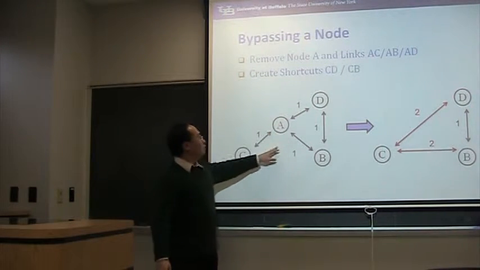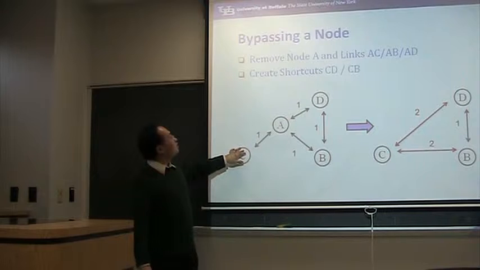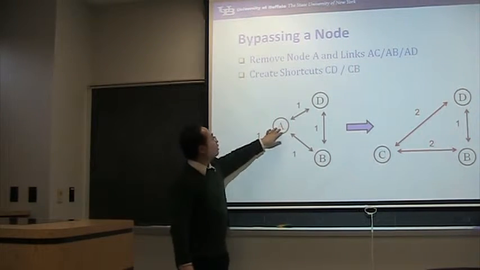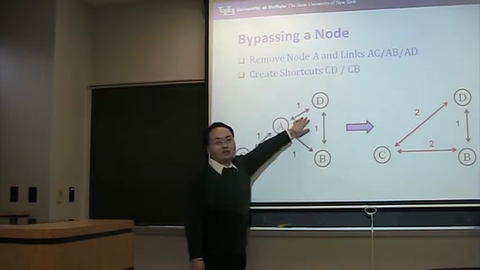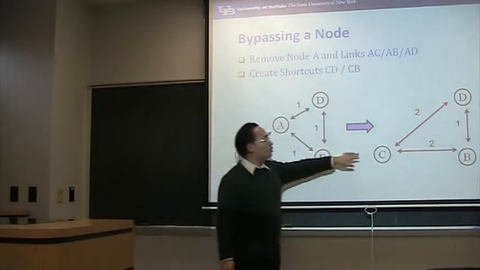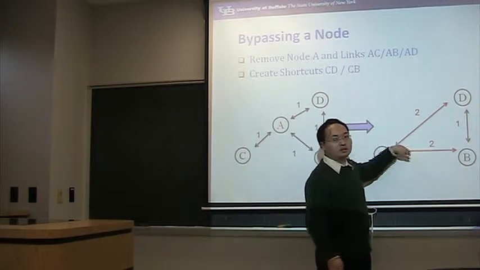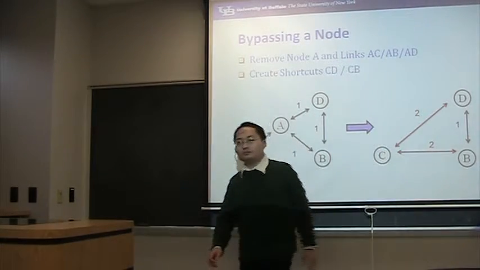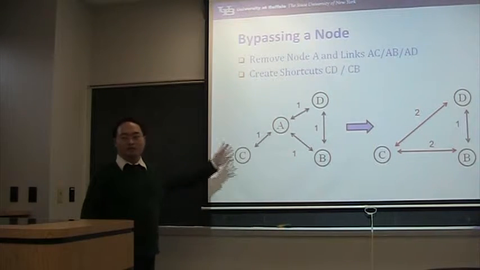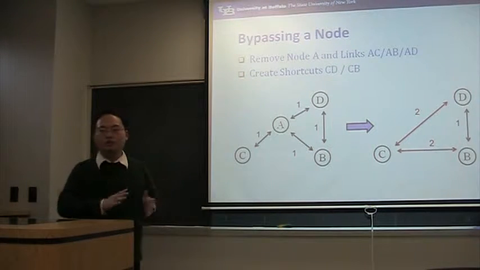So, remember, do you understand this? So we remove node A, and this link, and this link, and this link. We remove 3 links, 1 node. As a result, we have to add 2 shortcuts. That's how they purge the network.